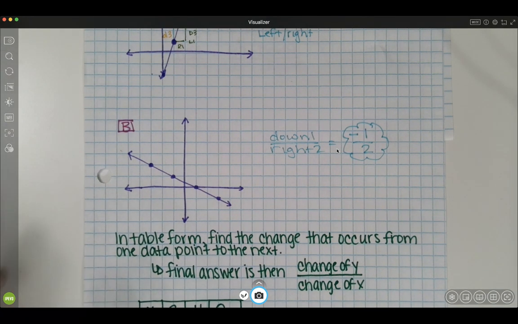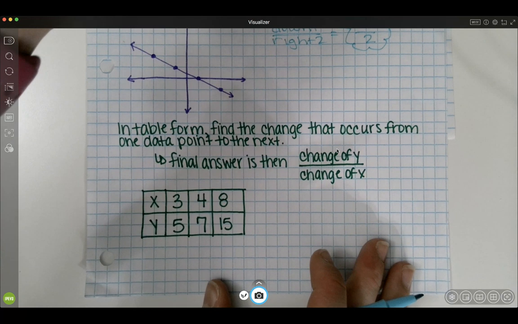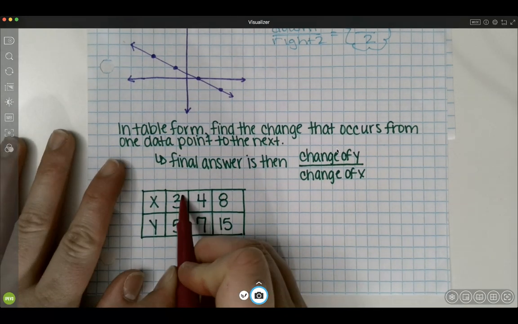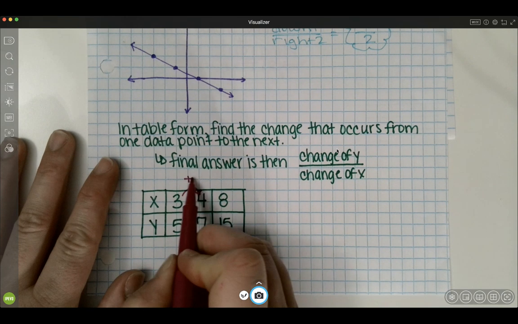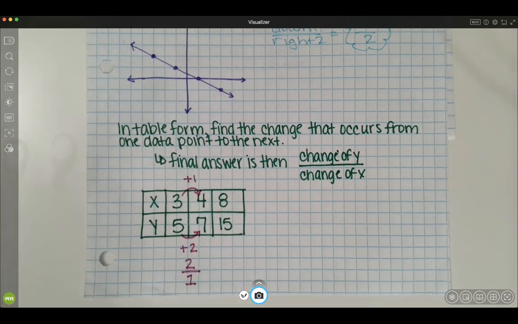The final way that we look at slope is if I'm in table form. Again, you guys have already seen this with finding the second difference, but we're going to make sure we can find the first difference included with this. So we're going to find the change that occurs from one data point to the next. The question is, how do I get from 3 to 4? Well, that was a change of plus 1. How do I get from 5 to 7? That was a change of plus 2. So this rate of change for this segment is 2 over 1.